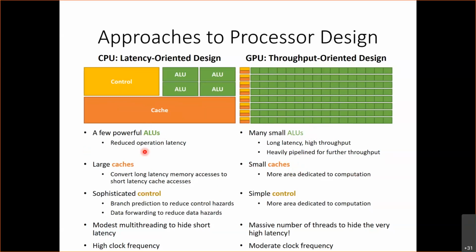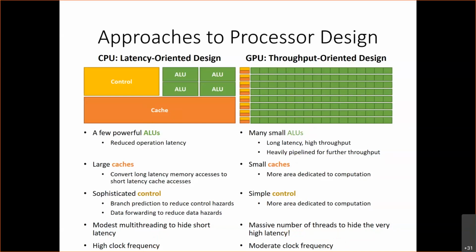On CPUs, we have sophisticated control, again, to minimize the latencies so that we minimize how many stalls we have because of control operations, whereas on GPUs, we have much simpler control. And also multi-threading: on CPUs, because we don't have a lot of latency to hide because operations are short latency, we have only a few threads running per core, whereas on GPUs, we have many more threads per core because we have more stalls in our pipeline that we need to hide by having multiple threads. And then finally, CPUs have high clock frequency and GPUs have moderate clock frequency.